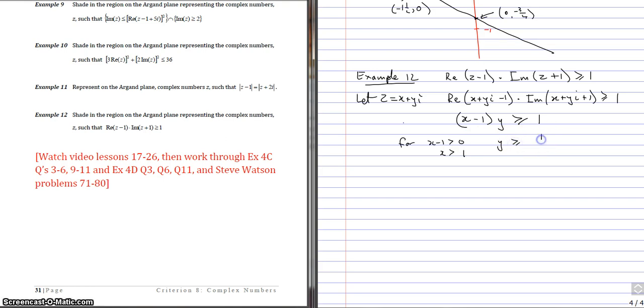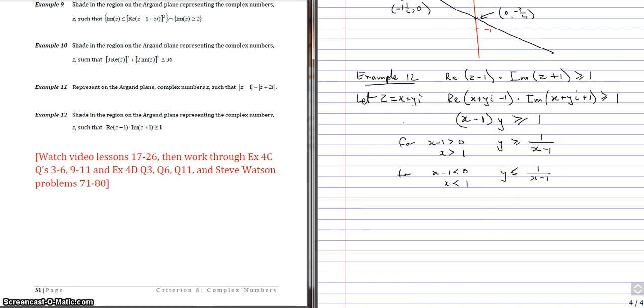So when this expression is positive, y will be greater than or equal to 1 over x minus 1. So we're dividing by x minus 1, and this is the case when x minus 1 is greater than 0. But if x minus 1 is less than 0, in other words, when x is less than 1, then y is going to be less than or equal to 1 over x minus 1. Okay, so these are two possibilities, so we need to consider both of these conditions.